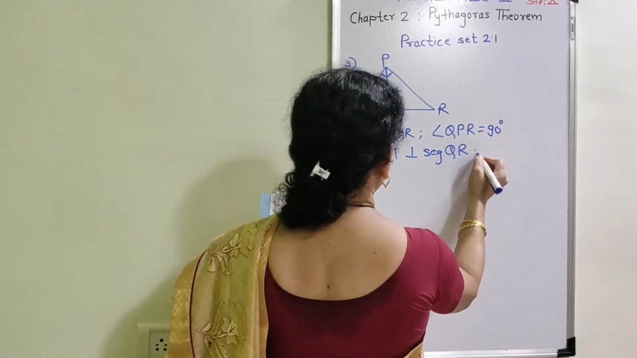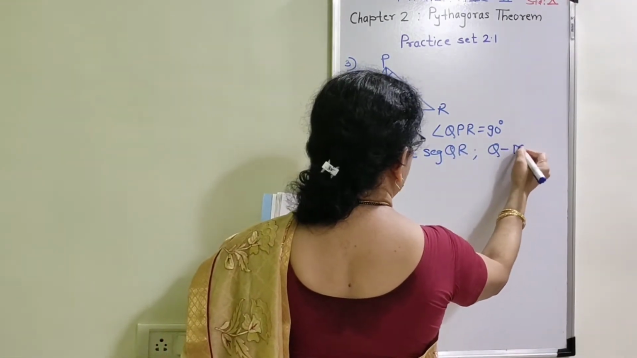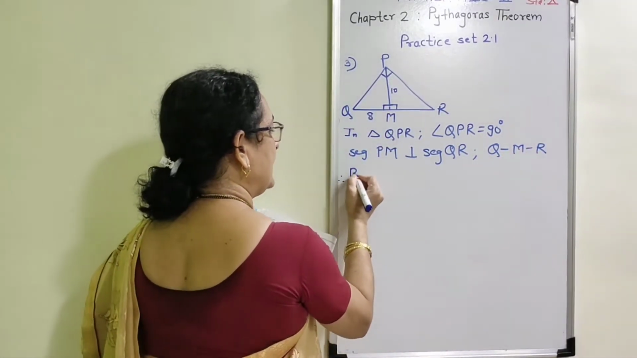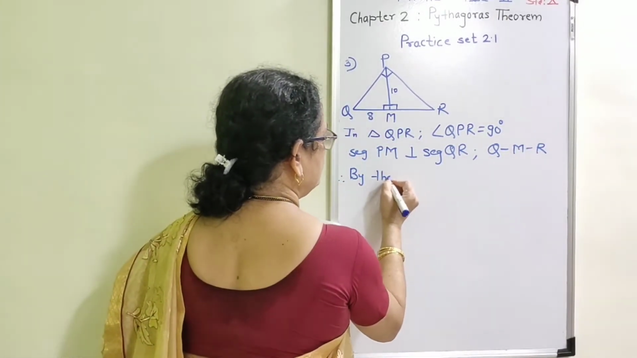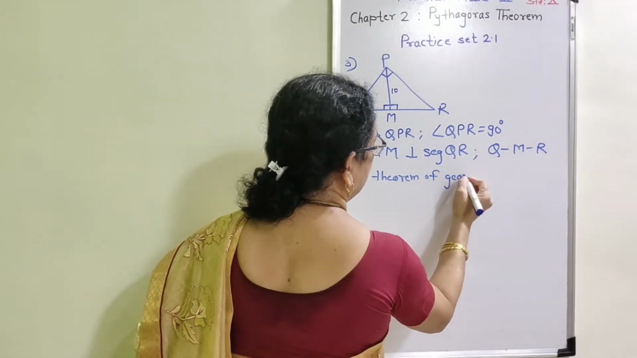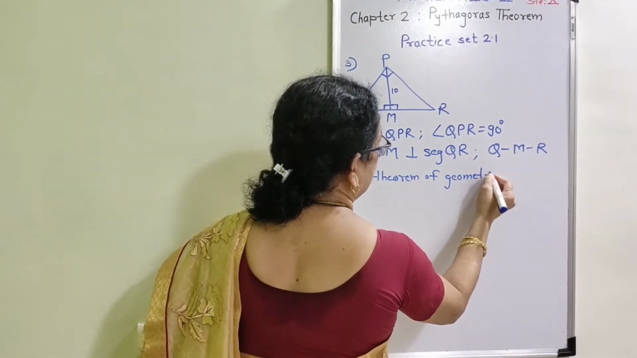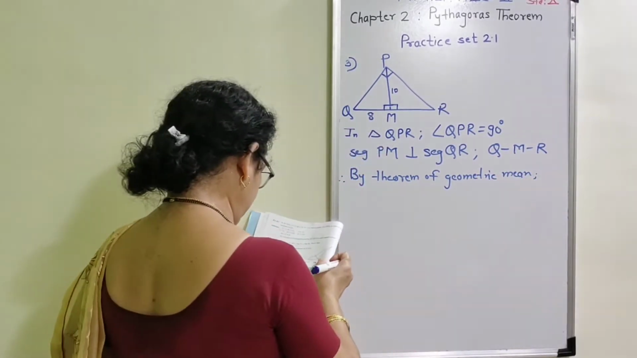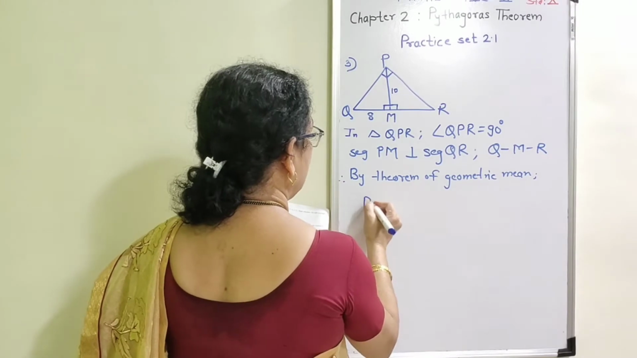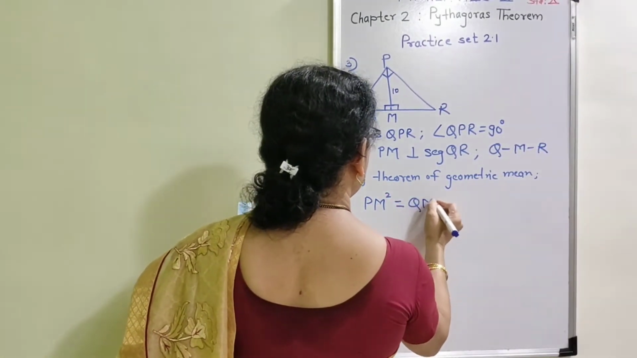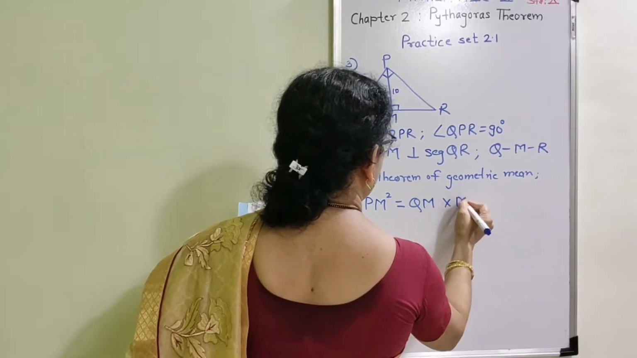Also write the betweenness given Q-M-R, and therefore by the theorem of geometric mean, we can write that PM square is equal to QM into MR.